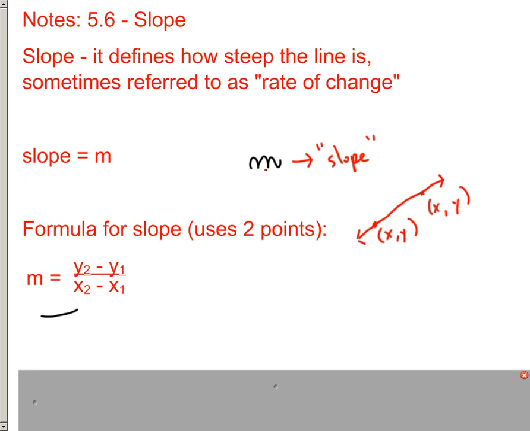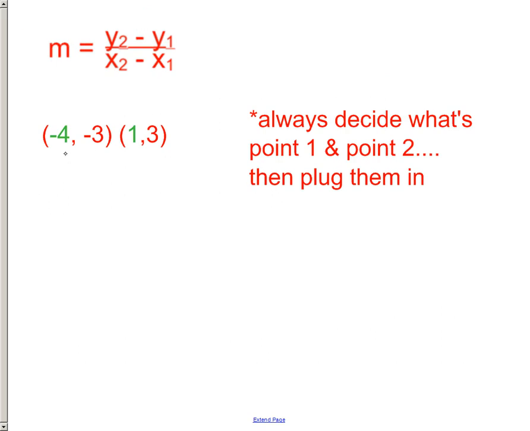So let's go and take this formula, and let's take 2 points. Here's 2 points, and there's a line that goes through -4, -3, and it connects to 1, 3, and it makes a line. So we took 2 points off that line, and we're going to stuff it into this formula, and we will figure out what the slope is.